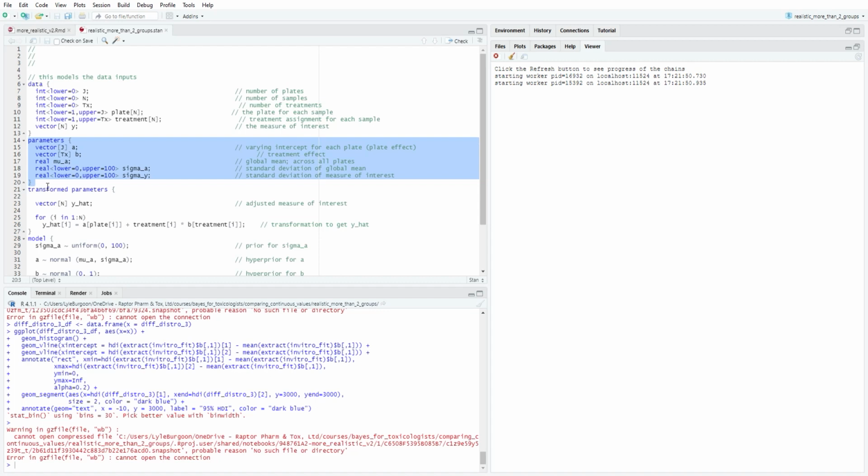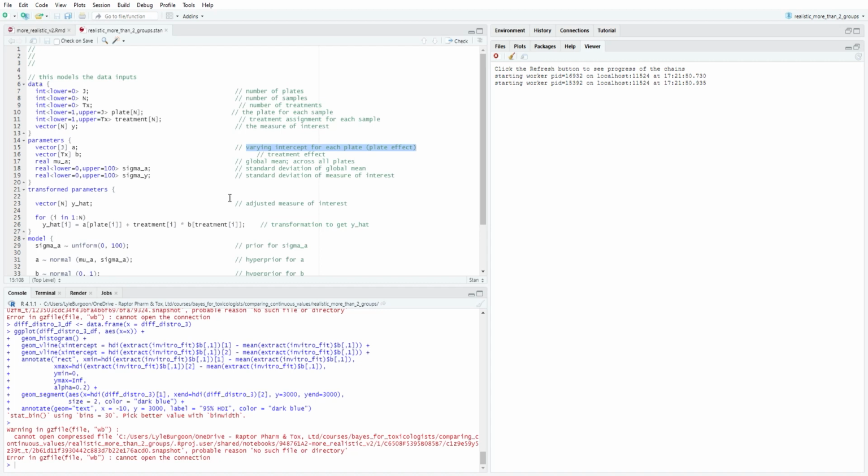So now we're going to go into parameters. So parameters, again, are the things that we want the simulator to give us values for. Transformed parameters are the other thing that we want to give us values for. So we've got several parameters here, which means the model is going to spit out a lot of stuff at us. The first one we're going to talk about is a vector of size J, which is the number of plates, A. This is the varying intercept for each plate. This is the plate effect.